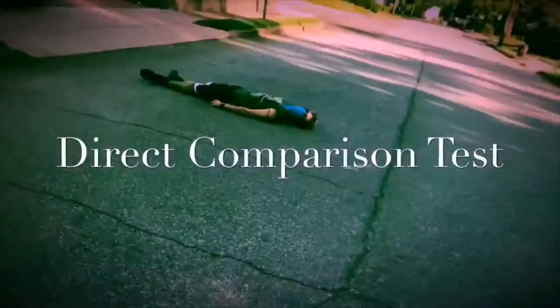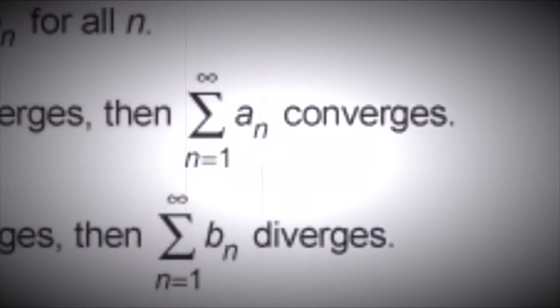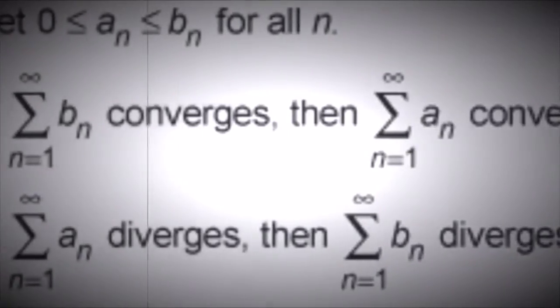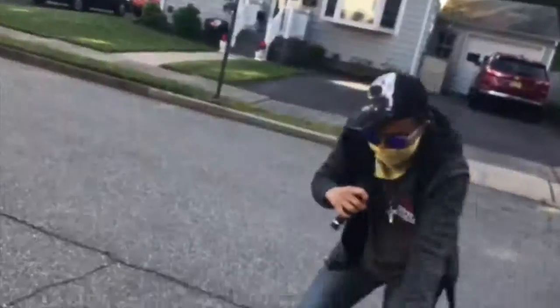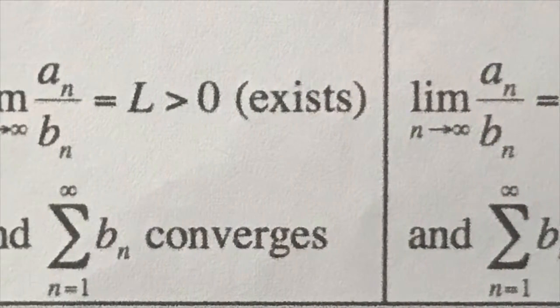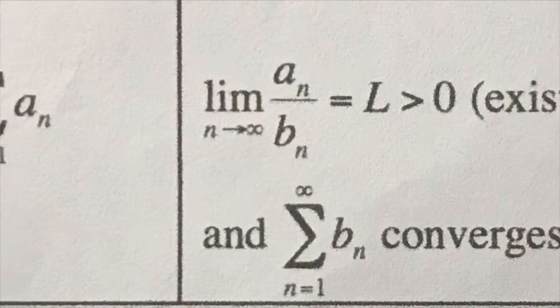Direct comparison: if a sub n is less than or equal to b sub n and the series b sub n converges, so does the original. And if a sub n is more than or equal to b sub n and the series b sub n diverges, well, the original does that too. Limit comparison: if the limit as n approaches infinity of a sub n over b sub n is greater than 0, then a sub n behaves the same way as b sub n.